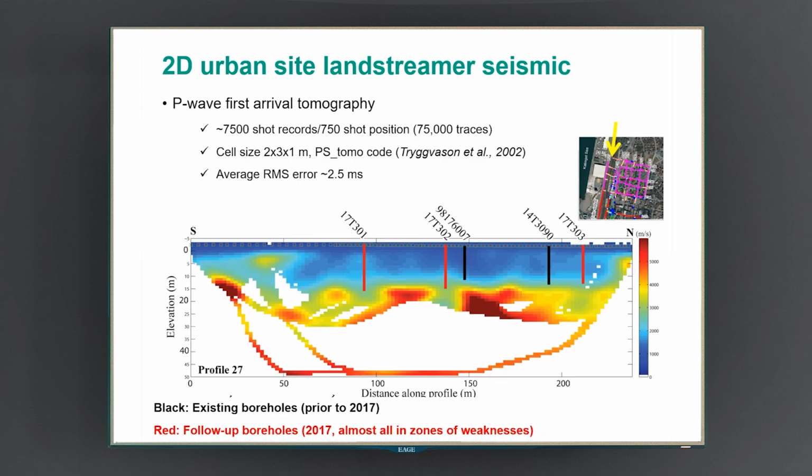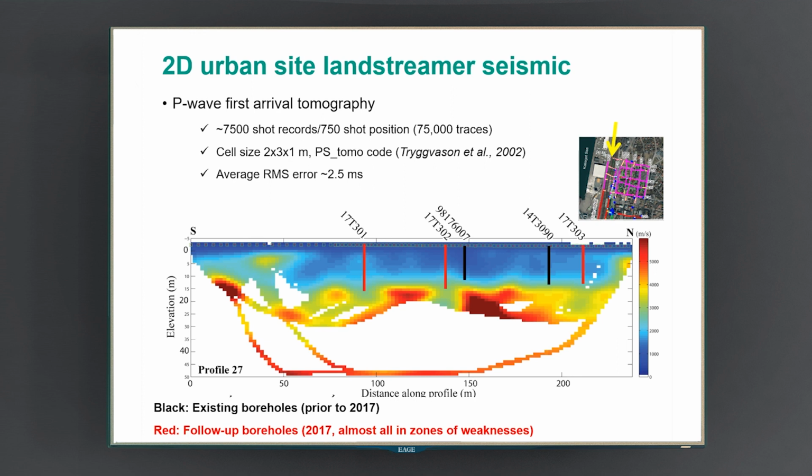The 2D seismic data was treated in a more or less standard way for these approaches. So it was used for 2D first-arrival tomography. It was about 75,000 traces, and the tomography was done in 3D space using the PS Tomo code. The average RMS error of the result obtained was approximately 2.5 milliseconds, and we can see with black bars boreholes that were existing on the site prior to our survey, and the red bars showing the boreholes that were drilled after our survey, where almost all of them struck weakness zones in the bedrock.